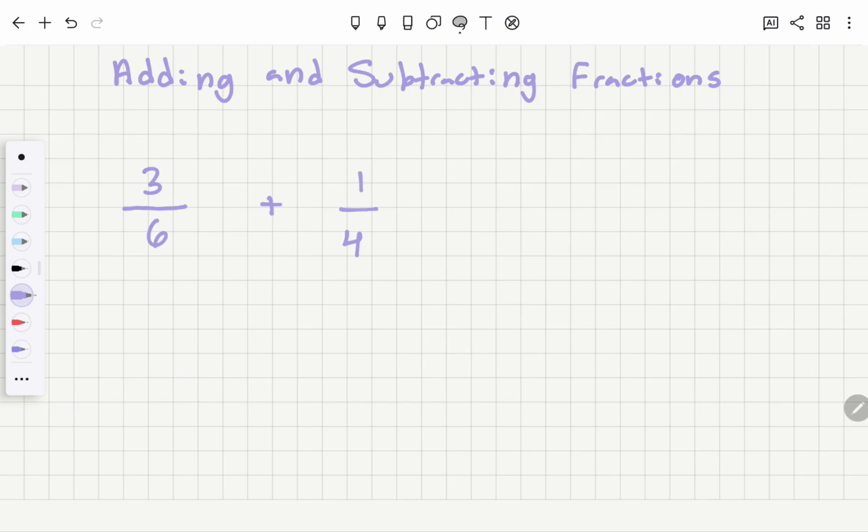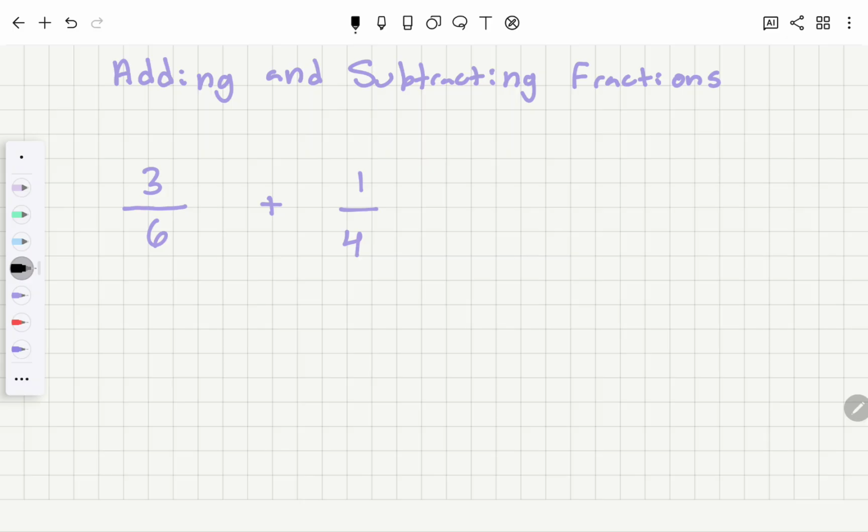Alright, so let's try to add these two fractions. So we have 3 over 6 plus 1 over 4. The first thing that we have to do is find, again, our common denominator. And I don't know if I actually went over what that means. The word common means the same. Okay? So that means I need to find a number that is the same between 6 and 4. So that means I need to find a number that we can multiply 6 by to get that number, and 4 to get that number.